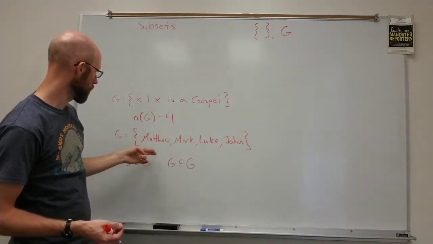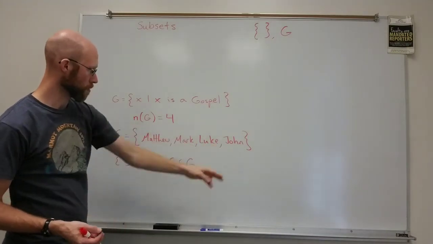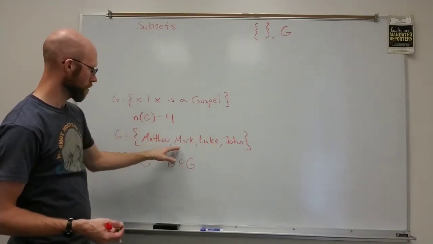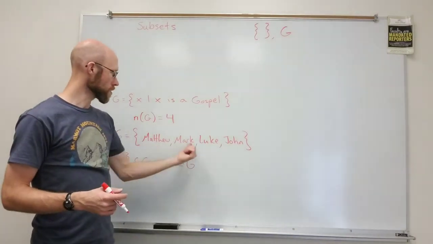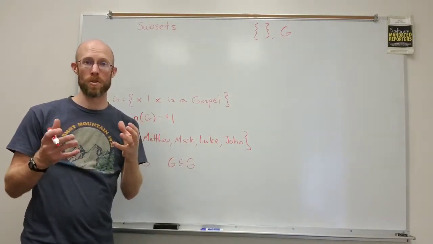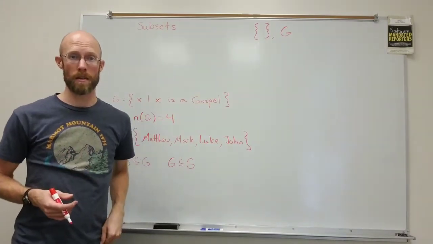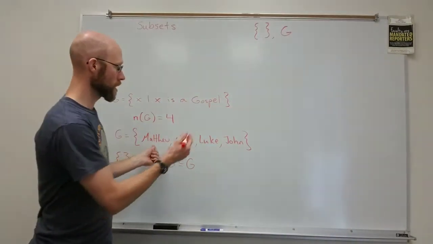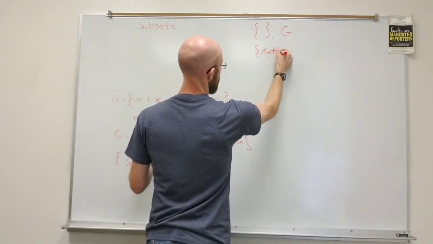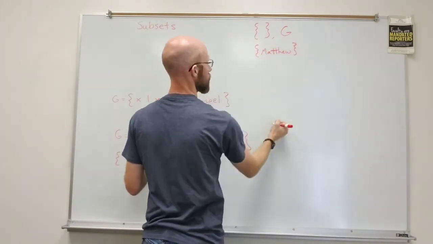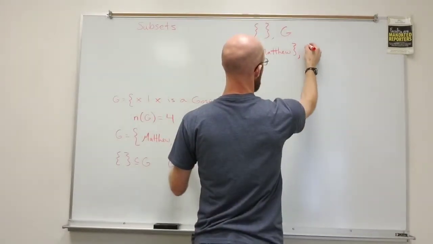And so for this example, the Gospels have four elements. Well, every element could have its own set, and that would then be a subset. So I could take the set containing Matthew. I could take the set containing Mark.